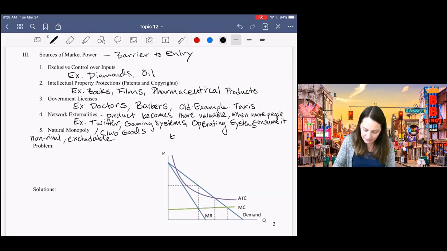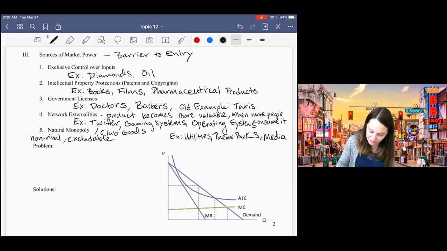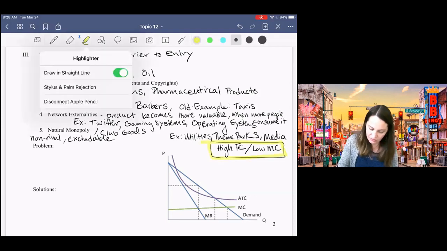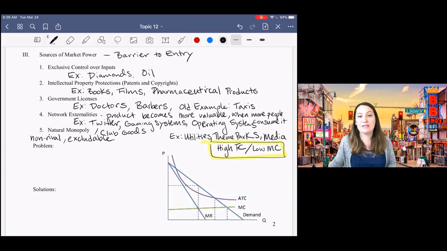And we've got some examples: utilities, theme parks, media, railroads. What you'll notice is that these are all industries that have a high fixed cost and a low marginal cost. So this is defined by a high fixed cost, low marginal cost industry. So the cost of producing this product is such that we have this one big investment at the beginning, and then it doesn't really cost very much to produce one more unit of the product.